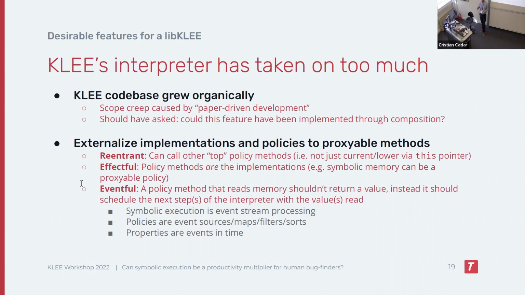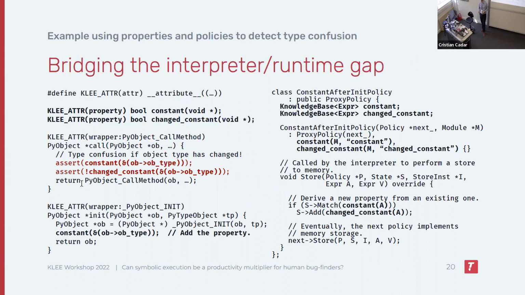My example coming up shows what a policy could look like, plus what properties could look like, and how I would love to be able to collude between the runtime and the interpreter. This is all just make-believe code. I just wrote it up, and the point is that I want to detect type confusion in Python. Why did I come up with this example? I'm not too sure, but it's an interesting property.